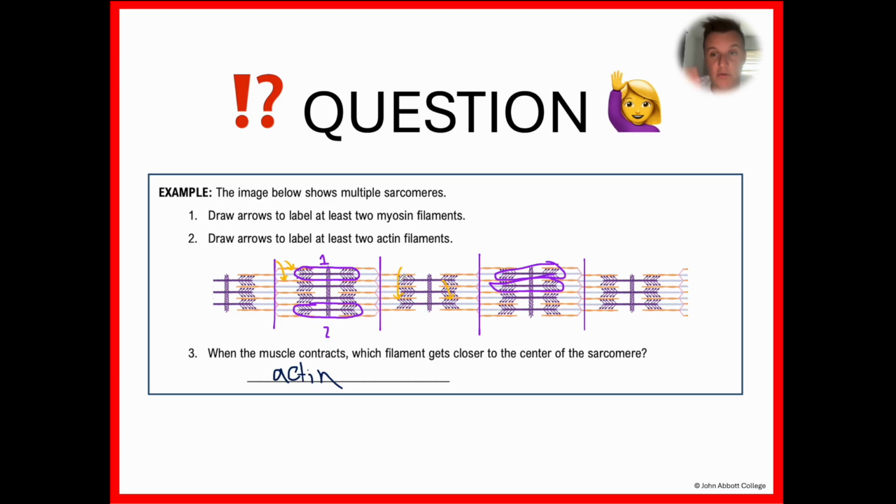This yellow one will get closer in, and these lines here will get brought inwards, whereas the purple here will stay put. And the little heads here will row inwards.